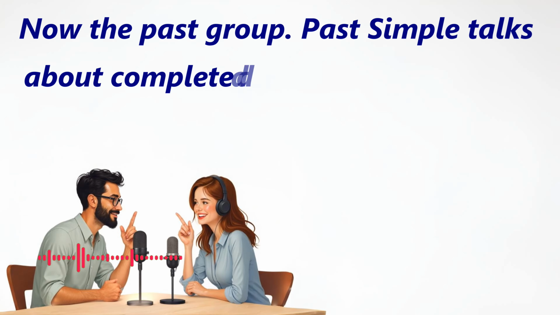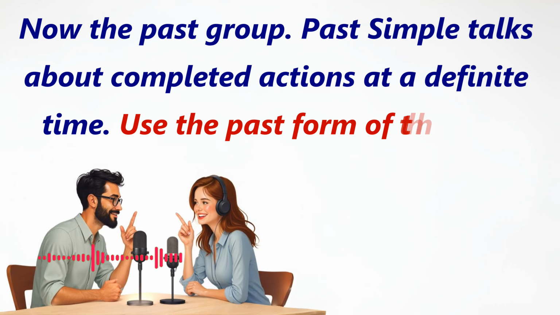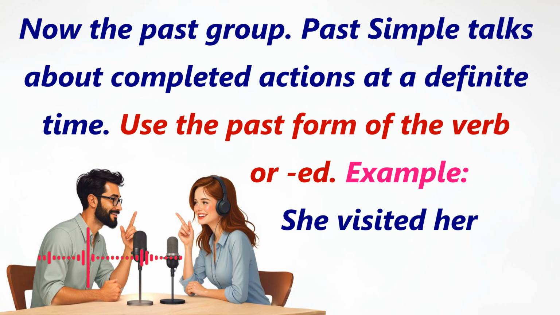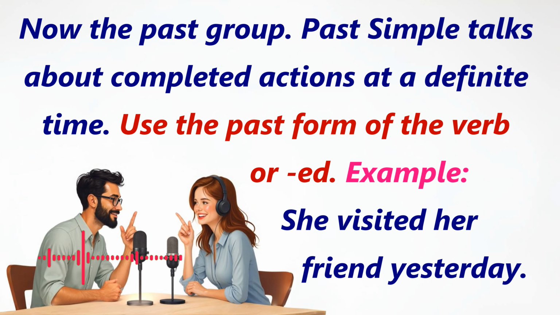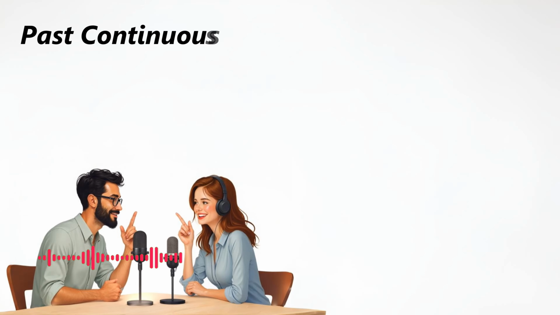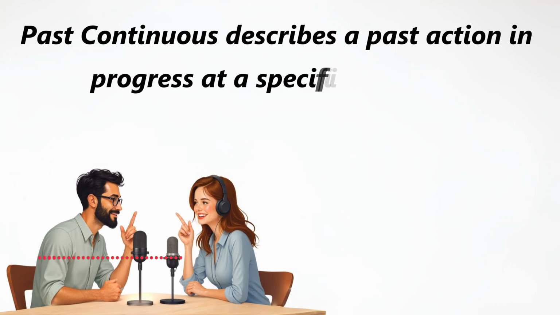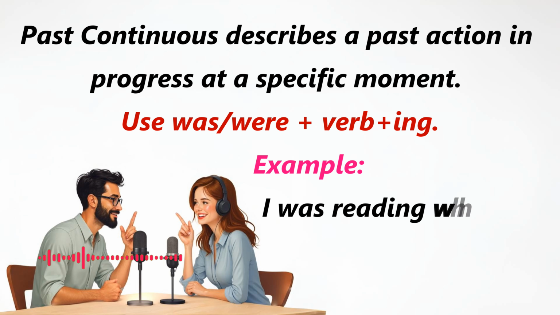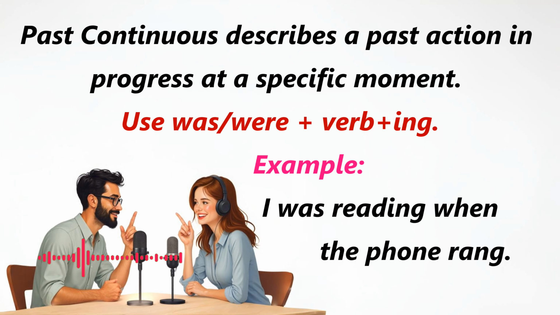Now the past group. Past simple talks about completed actions at a definite time. Use the past form of the verb or ed. Example: she visited her friend yesterday. Past continuous describes a past action in progress at a specific moment. Use was, were plus verb plus ing. Example: I was reading when the phone rang.